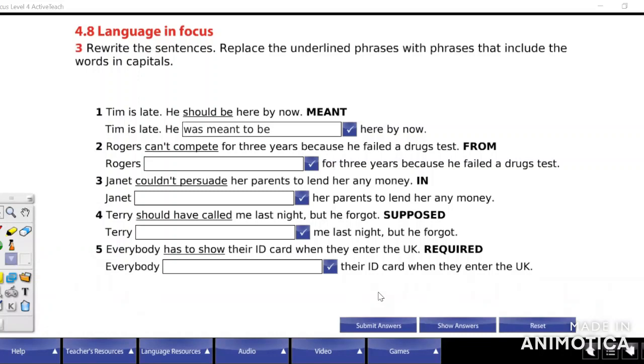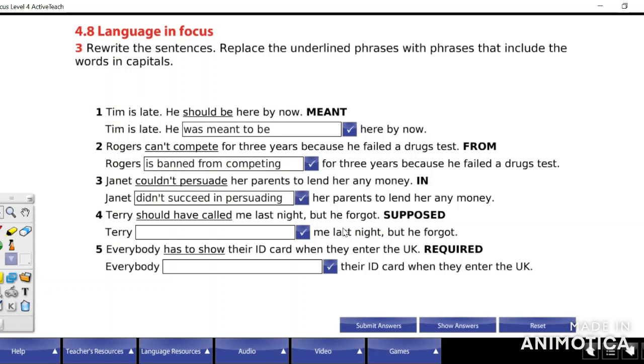So, did you get them? Rogers can't compete for 3 years, and we need a structure with from. So, well, he failed the drug test. That's going well. He failed the drugs test, so he is no longer allowed to do that. So, well, he's forbidden, right? So Rogers is banned from competing for three years.